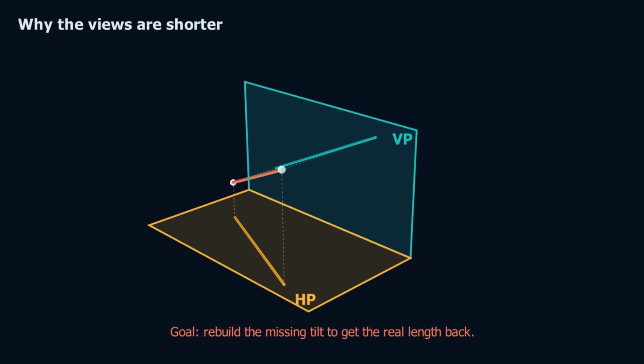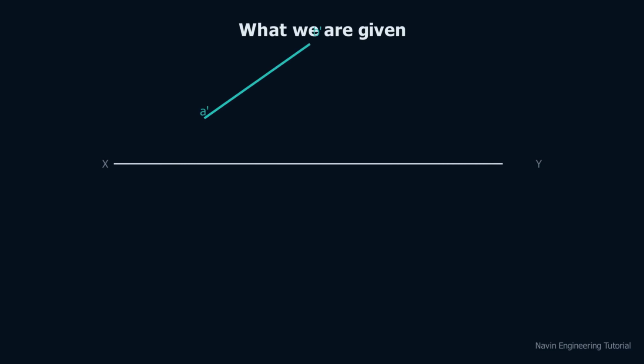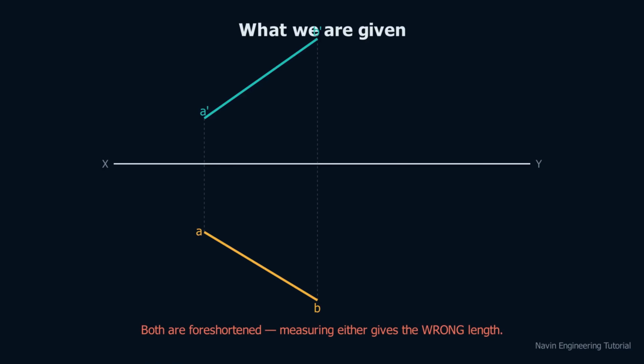In a real problem, you're handed only the two views, the front view and the top view, of a line inclined to both planes. Let us draw them. Here is the reference line, and the front view, A'B', above it. And here is the top view, AB, below it, with the two ends on their shared vertical projectors. Neither of these is the true length. If you simply measure the front view or the top view with your scale, you would get the wrong answer.